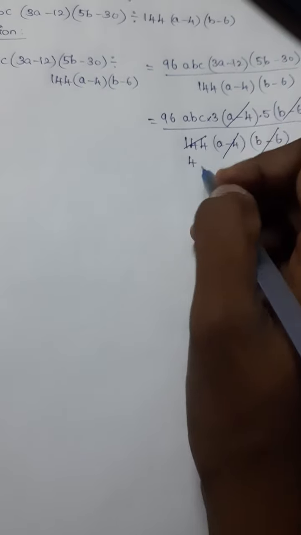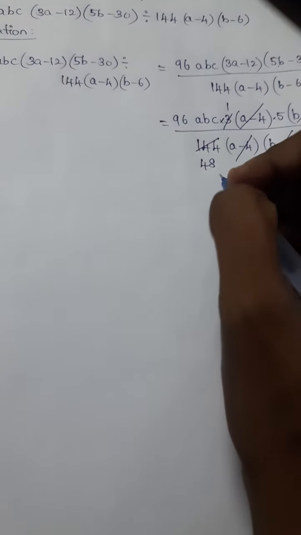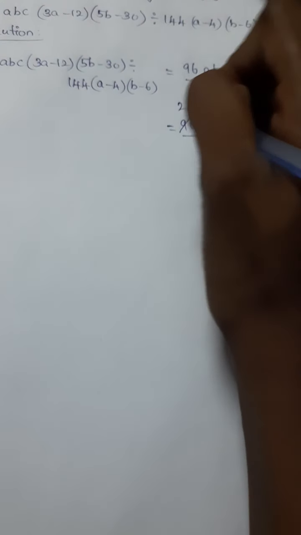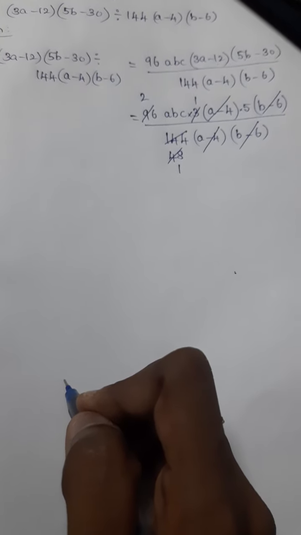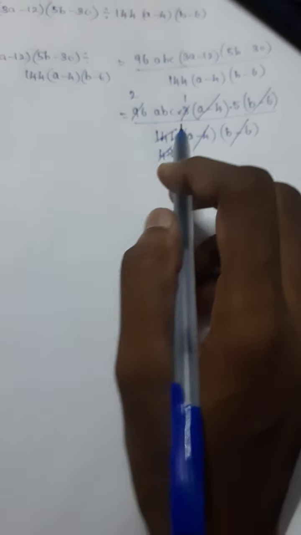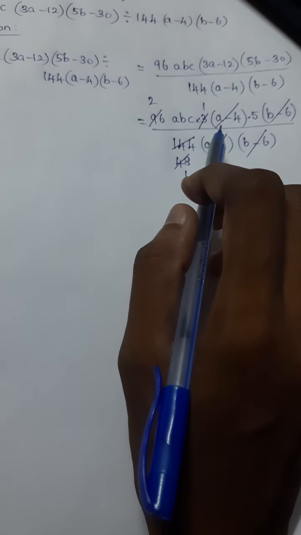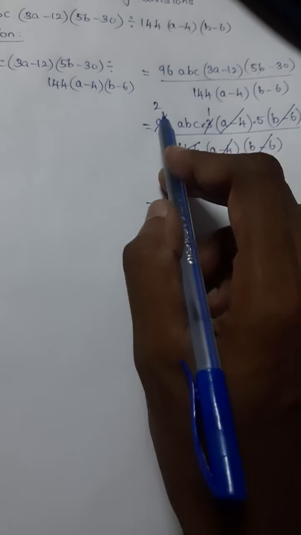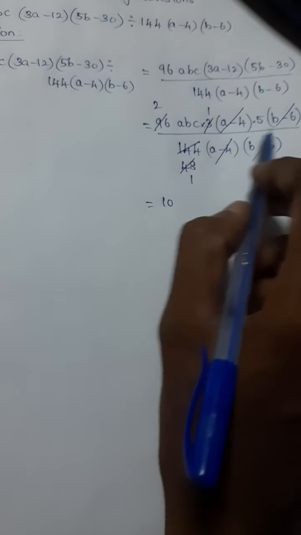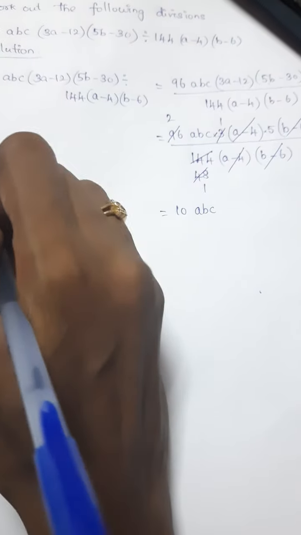So 4 3s are 12, remaining 2, 8 3s are 24. Here it is 1. 48 and 96 can get cancelled. 1 48 is 48, 2 48 is 96. Can any other things be cancelled? No, because we got denominator as 1. So the numerator numbers can be multiplied. 2 into 5, 10. Not 25. 2 into 5, 10. The remaining variables are a, b, c. So this is the answer.